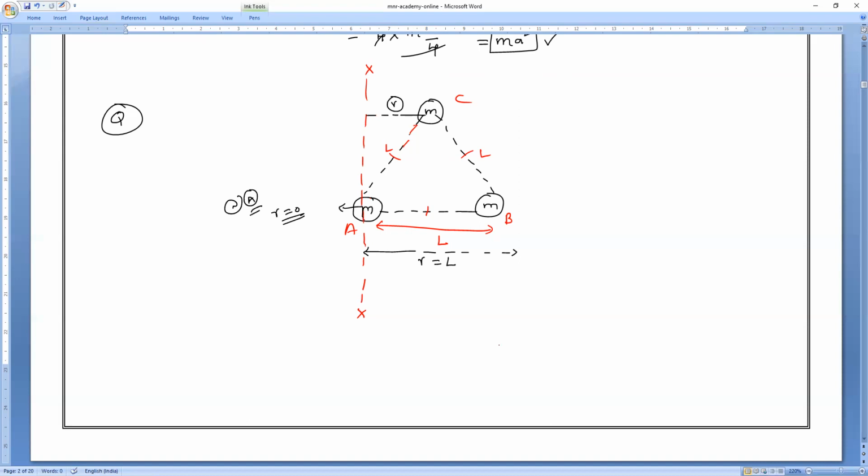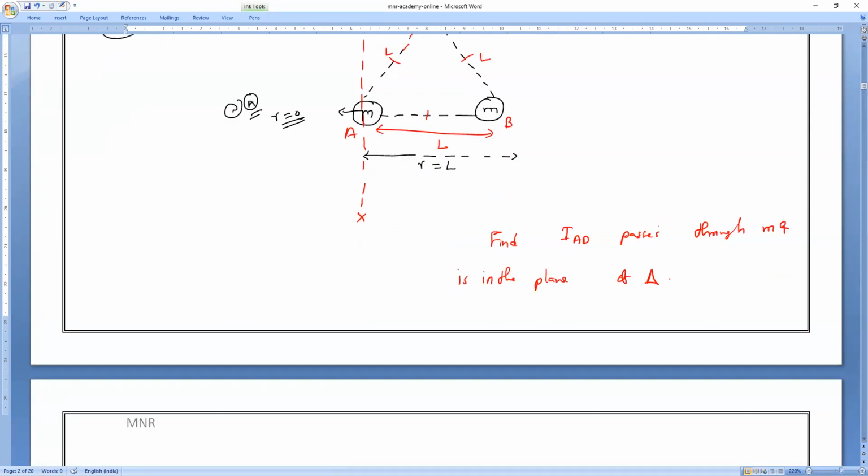Let me finish the question. All of you write the question first. Find the moment of inertia along the axis AD, which passes through M and is in the plane of the triangle. It passes through M; any one M you can take. Okay, so I'm taking this one as the axis of rotation.